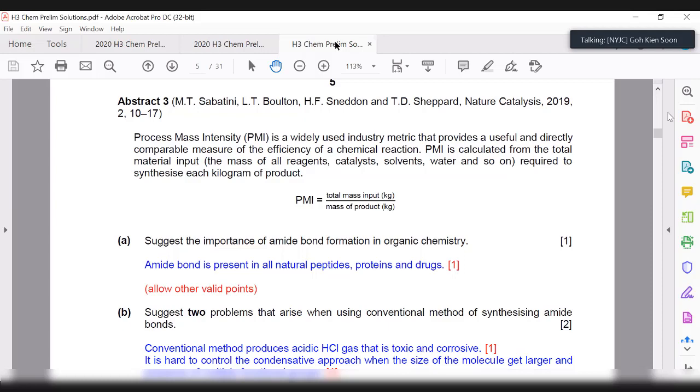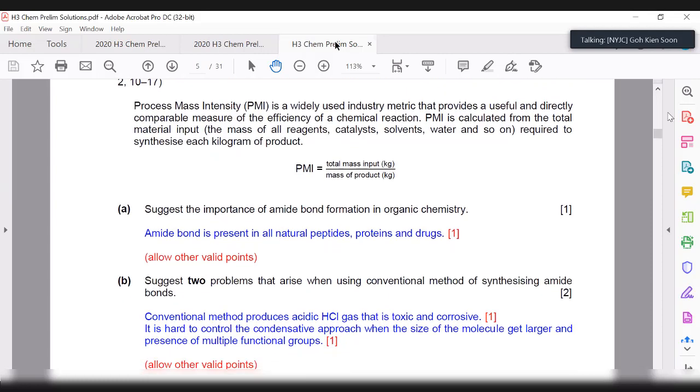For example, if you look at part A and part B of this question that we set in 2019, I don't think we would definitely write this in the lecture notes. It's really through general knowledge. For example, what is the importance of amide bond formation, or two problems that we encounter if we use the conventional method to synthesize amides. So it is something that allows them to think out of the box.